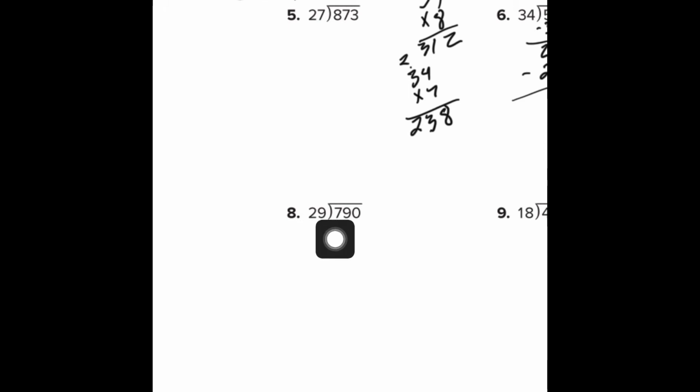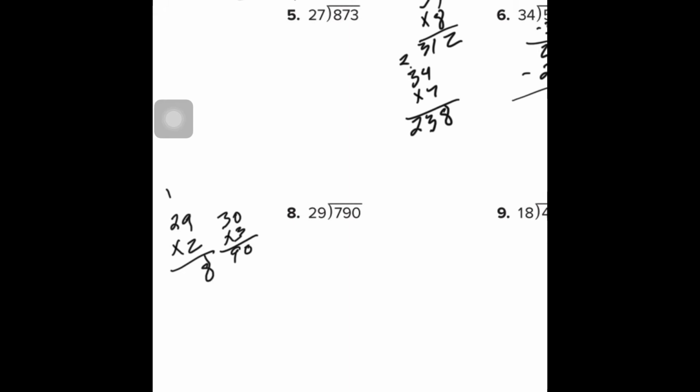Number 8. We have 29, and then we see how many times it goes into 790. Well, 29 will not go into 7, but 29 will go into 79 about twice. 3 times 30 would be about 90, and that's too much. So I'm mentally, in my head, rounding that to 30, and I times it by 3, and I knew that would be way too much. So we're going to do a guess and check with 29 times 2. 2 times 9 is 18. 2 times 2 is 4, plus 1 is 5. So we're going to put a 2 up here. 2 times 29 is 58.